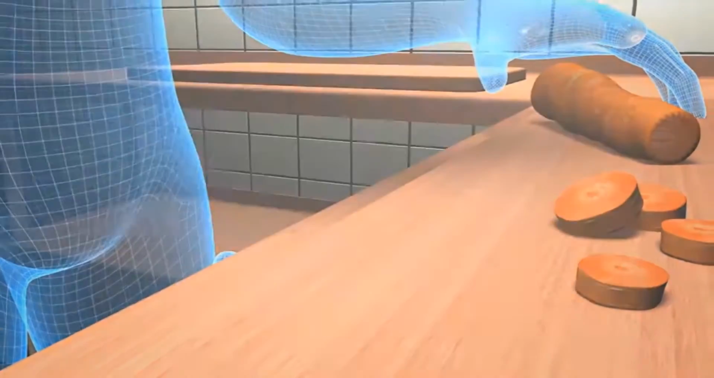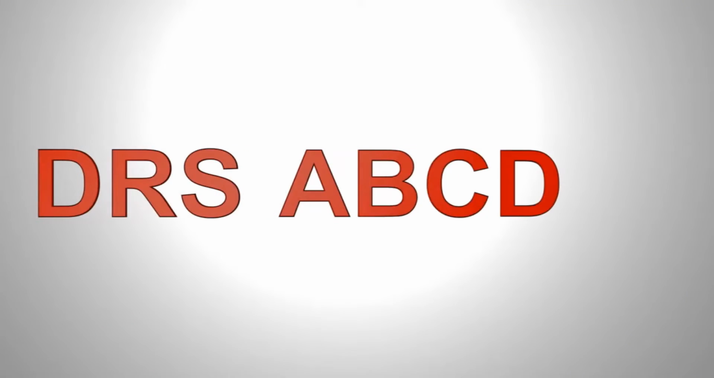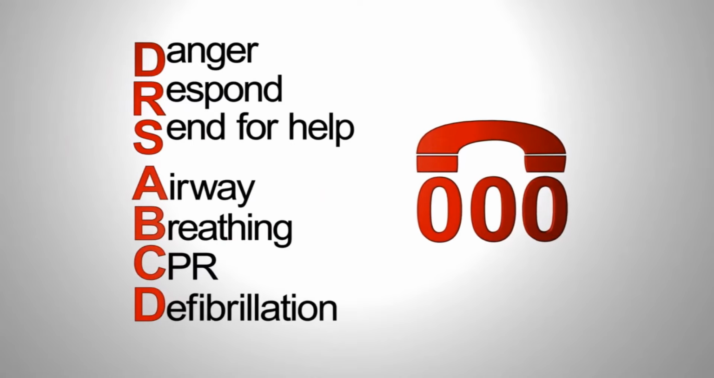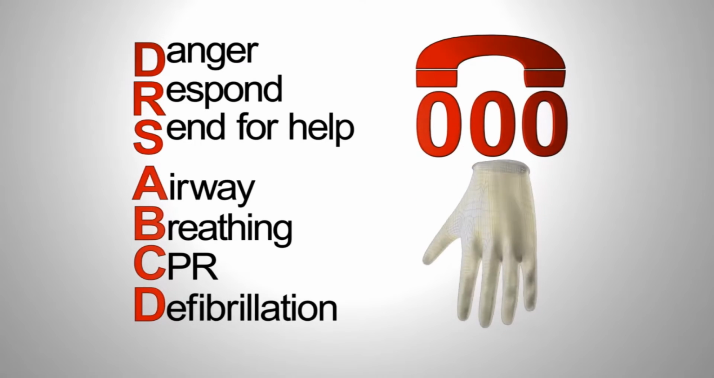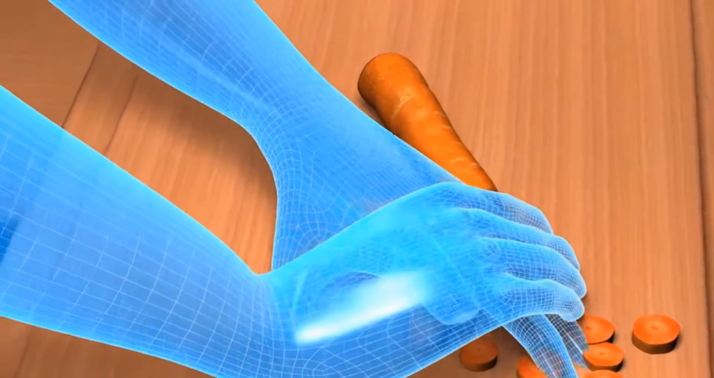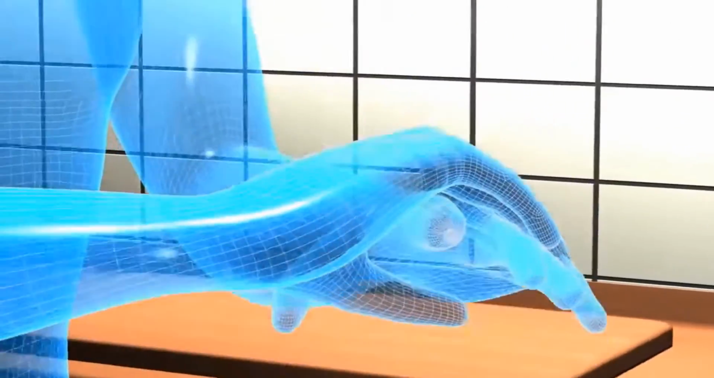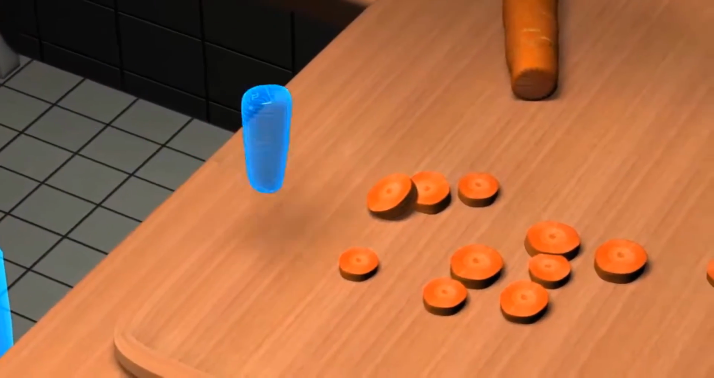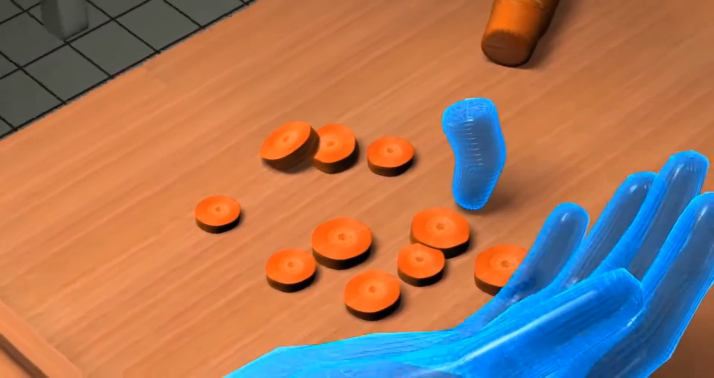If an amputation occurs, DRS ABCD and call 000. Use standard precautions and wear gloves. Then you'll need to follow these steps. 1. Manage the bleeding wound by applying pressure and elevating it. 2. Locate the amputated part or parts.